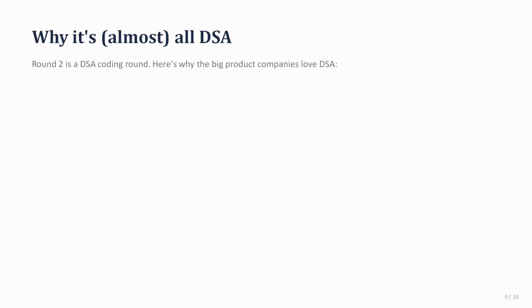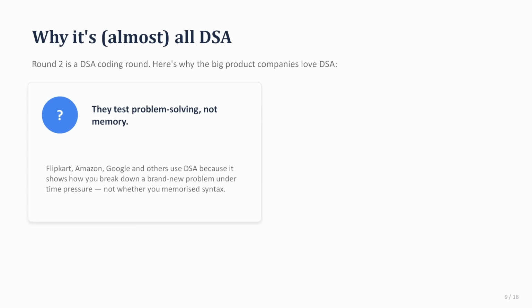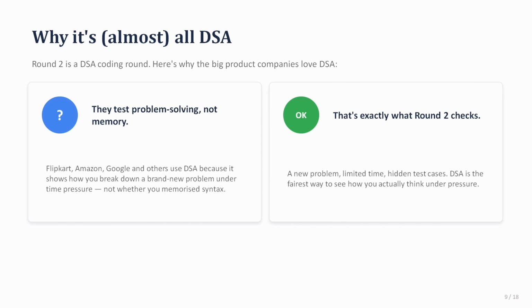Why is round 2 all DSA? You might have this question. Because the big product companies like Flipkart, Amazon, Google, Microsoft, and Oracle use DSA to test problem solving, not to memorize syntax. It shows how you break down a brand new problem under time pressure. And that's exactly what round 2 checks: a new problem, limited time, hidden tests. DSA is the fairest way to see how you actually think.